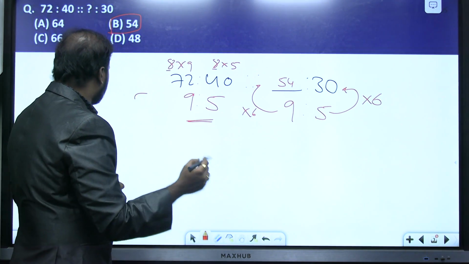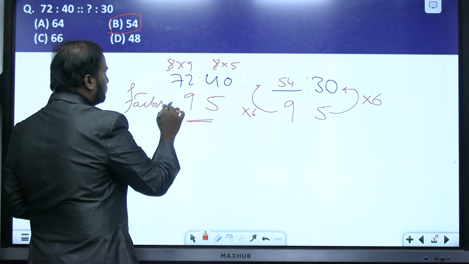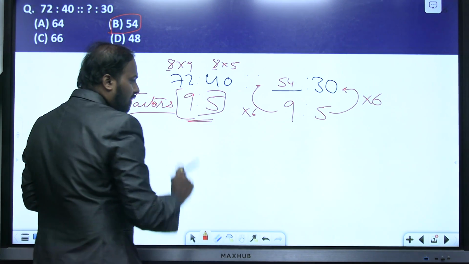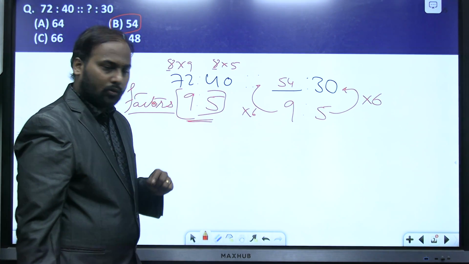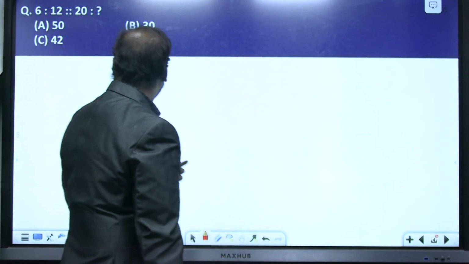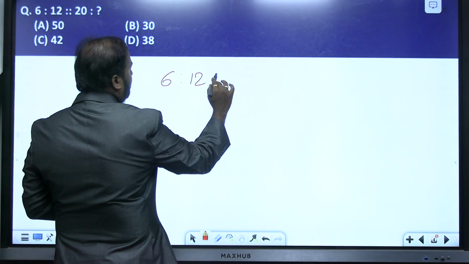So this question is based on what? Remember that this question is based on factors. This is one of the factor type questions where you get different types of ratios to solve the question. Similarly, if you see this particular question, it is 6, 12.